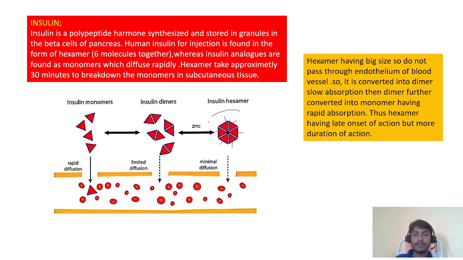This is a hexamer insulin. The black colored spot is the zinc surrounded by the insulin hexamer. This is the blood vessel. Because of the large size of the insulin hexamer, it will slowly enter the blood vessel. These are the endothelial gaps.